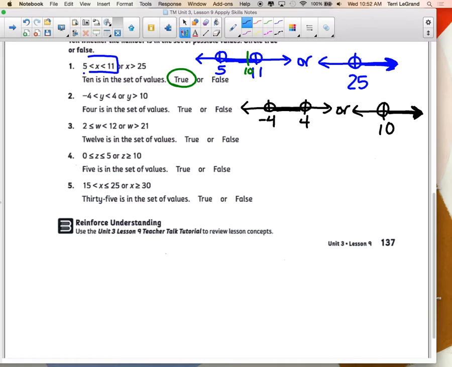Is 4 in this set of values, this first one? Is 4 shaded in this one? No. How about over here? Would it be in here? No. So this one is false. 4 is not in our set of values. It's one of the endpoints, but not an endpoint that is shaded, so it does not get to be counted as one of the values in the set. Okay, you try the next one on your own.